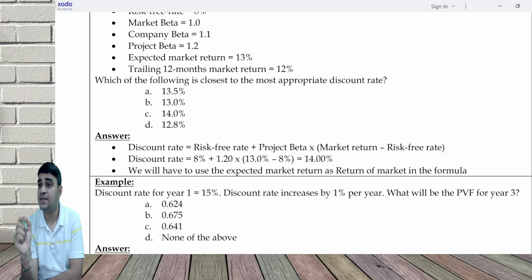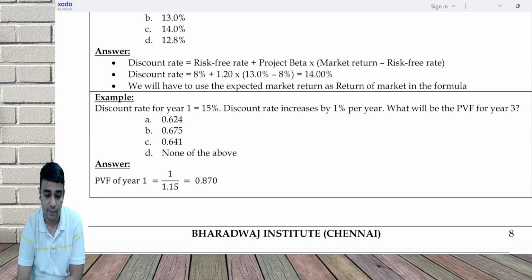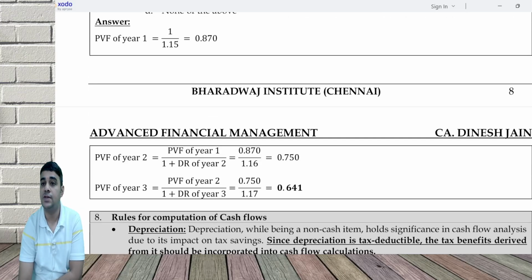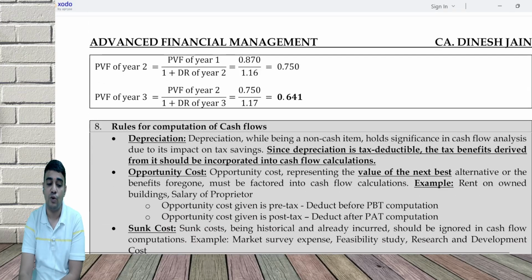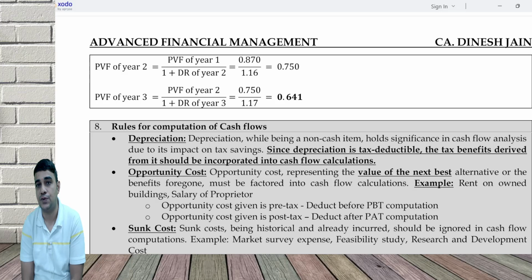If it increases every year, you cannot do 1 divided by 1.17 to the power of 17. That's not possible. First do 1 divided by 1.15, then divide by 1.16, then divide by 1.17. 0.641.